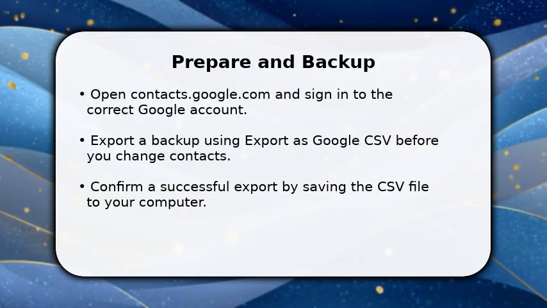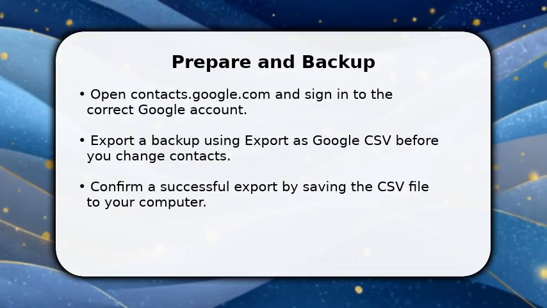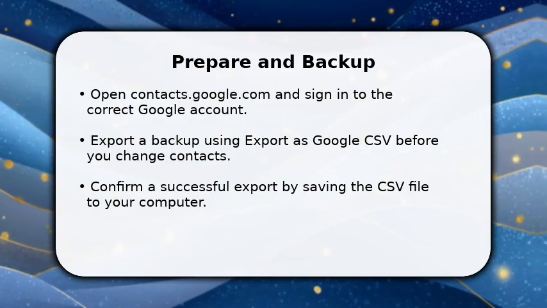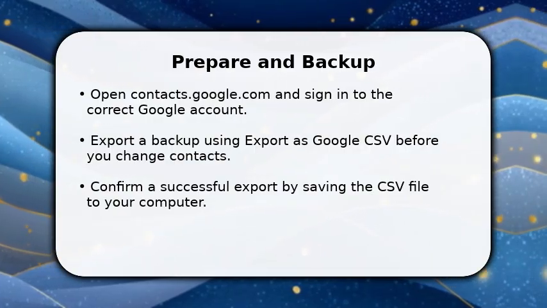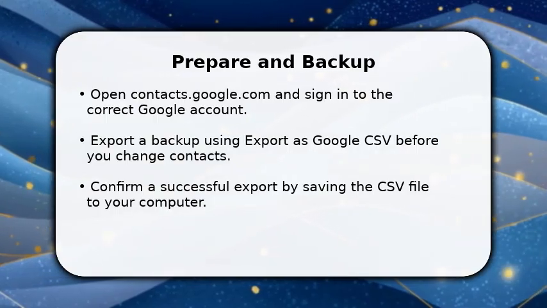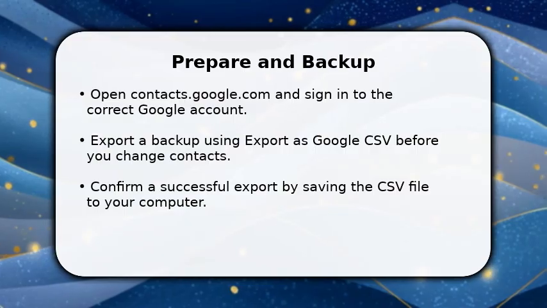Open Contacts. Google.com and sign in to the correct Google account. Confirm you are using the account that stores your contacts. Before changing anything, export a backup with Export as Google CSV. Save the CSV file to a known folder on your computer.